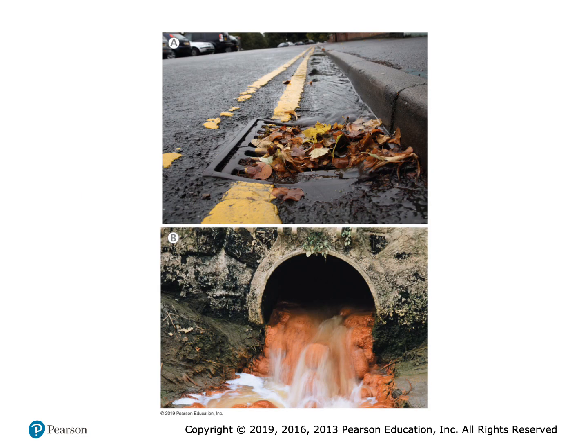This is a look at sources of water pollution. Storm water runoff from streets and other impervious surfaces is an example of non-point source pollution, and chemical-laden water released from industrial facilities, like in the picture on the bottom, is an example of point source pollution.